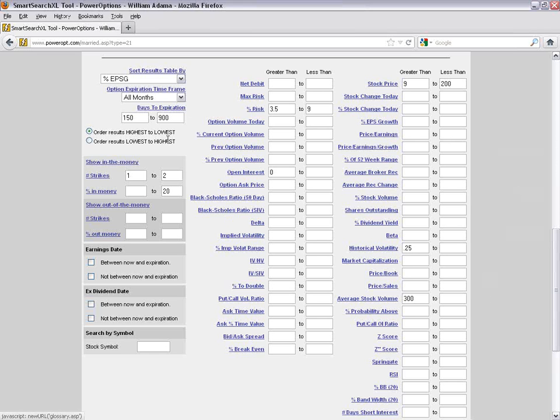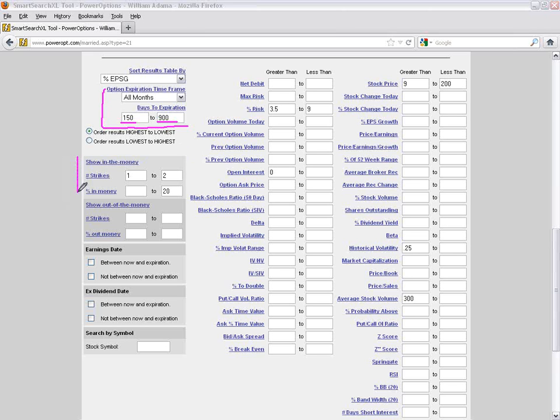The settings over here on the left, we've talked about that before. We see that we're using the default criteria here. We're looking for all months of expiration, but we're limiting the time frame to be at least 150 days, 5 months out in time, to roughly 900 days. And we could probably limit that down to 650, as we saw earlier. January 2014 right now is only about 619 days to expiration.